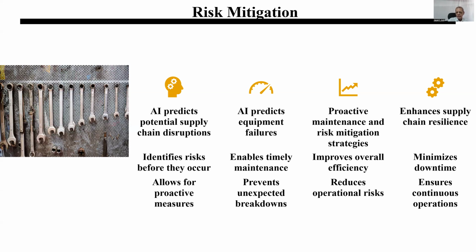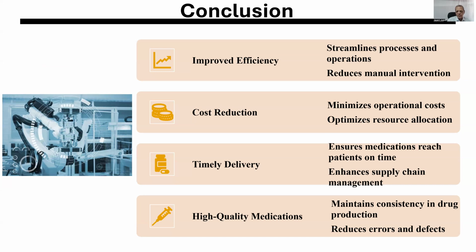ensuring the continuous flow of product at a standard quality expectation. So finally, coming to a conclusion on how artificial intelligence can help in pharma supply chain management. The first and most important thing is improving the efficiency, streamlining the processes and operation, and reducing manual intervention. The second thing is cost reduction.